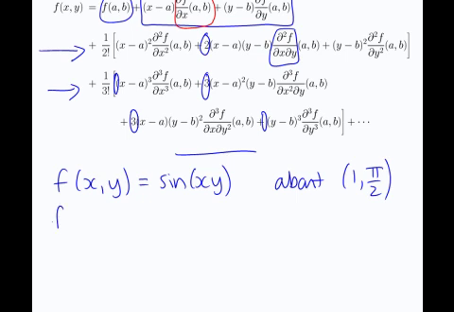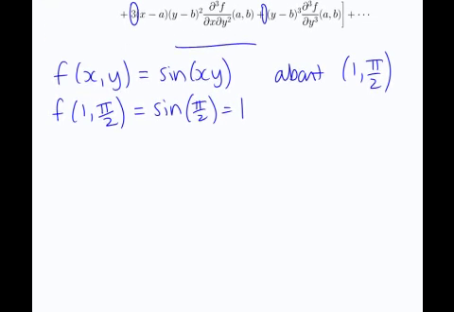Before I do that, when I come to write out the Taylor series, I will need to evaluate this function at the point (1, pi by 2). So if I do that now, you can see that the function is 1, and that's going to be my first term in the Taylor series representation.